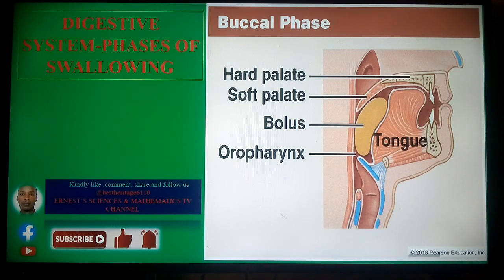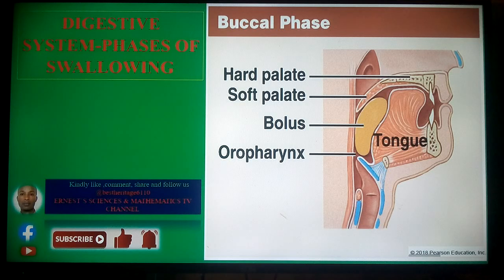As I said, we are going to discuss three basic phases in the process of swallowing: the oral phase, the esophageal phase, and the pharyngeal phase. I'd mentioned that the oral phase, or the buccal phase, is a voluntary action, which is going to be facilitated by muscles and other movements around the oral cavity.